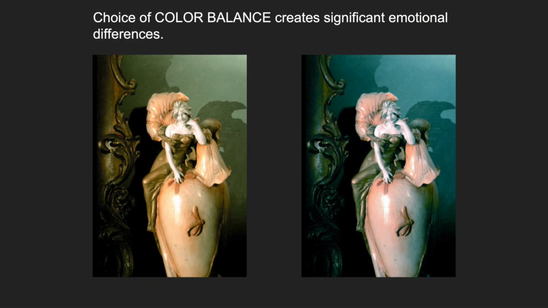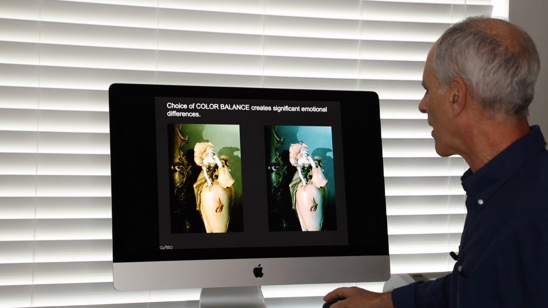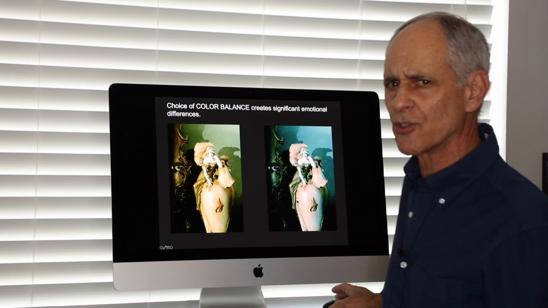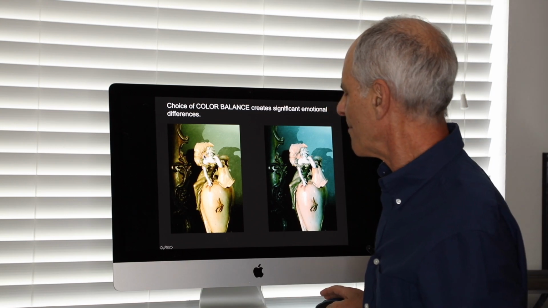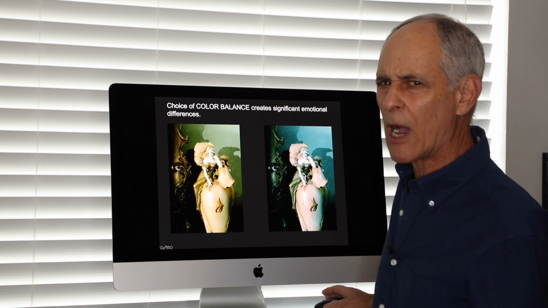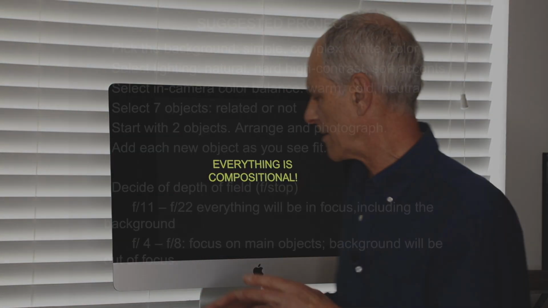This is a still life that I did in Savannah. Here's my shot. This is a really warm tone, and I did one with this heavy cyan filtration just to show you what a difference it makes. As a human being, your eye likes the warmth. This is very kind of sour looking. And again, remember, everything is compositional. Everything has to be just right.